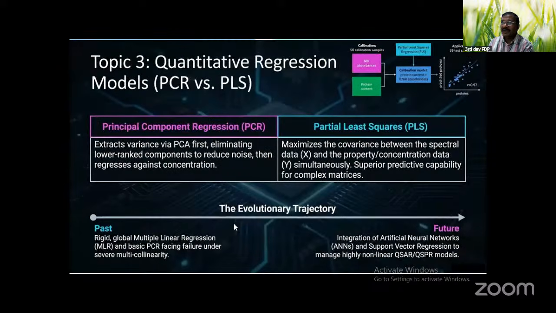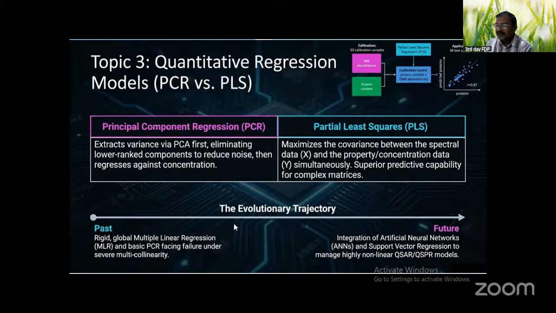This is step two. Then coming to topic three, quantitative regression models, PCR versus PLS, where we use two systems: one is principal component regression analysis, the second is partial least squares analysis. What is the first one? Previously, we used rigid global multiple linear regression analysis and basic PCR, facing failure under severe multicollinearity. So previously, a lot of failures were there because we were using the physical methods.